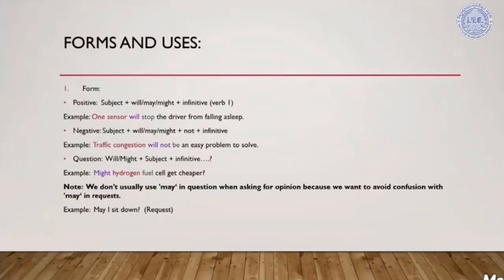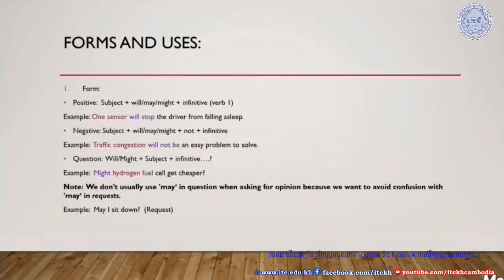Now everyone, moving on to negative form. Once again we have subject plus will, may or might plus not, which is the negative word, and plus infinitive. For example, traffic congestion will not be an easy problem to solve. So you guys look at the highlighted words. We have traffic congestion, which is the subject, will not, the negative verb, and then we have be, which is the infinitive.